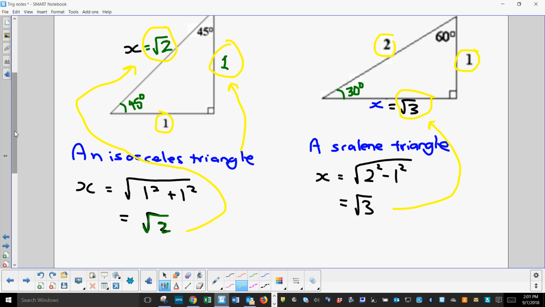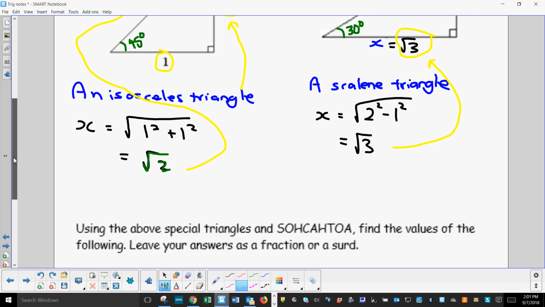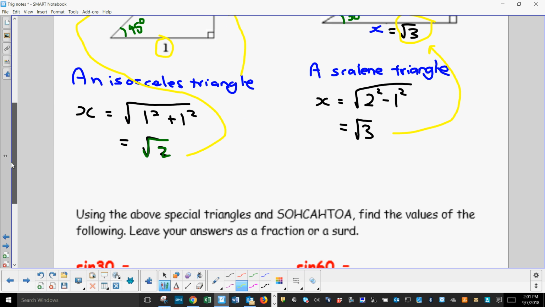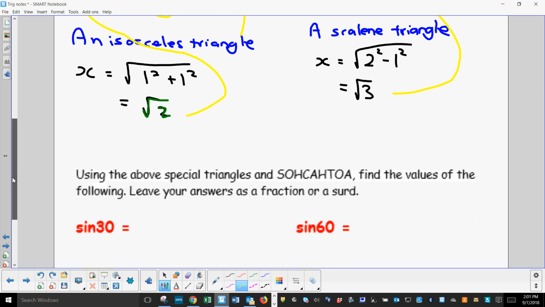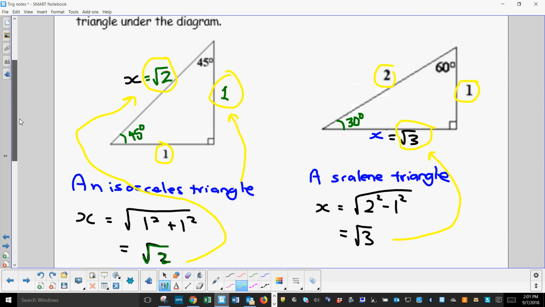So now, for the next ones, let's use the above special triangles and SOHCAHTOA. Find the values of the following, leaving your answer as a fraction. So sine of 30, will I look at this triangle? No, I should look at this one, shouldn't I? Yeah.